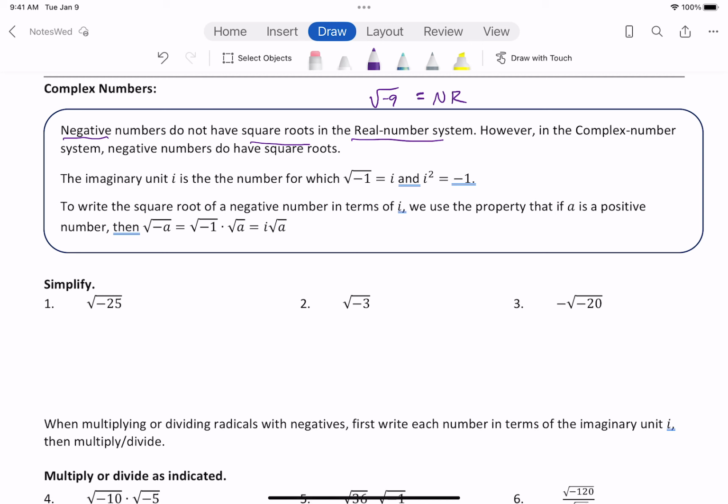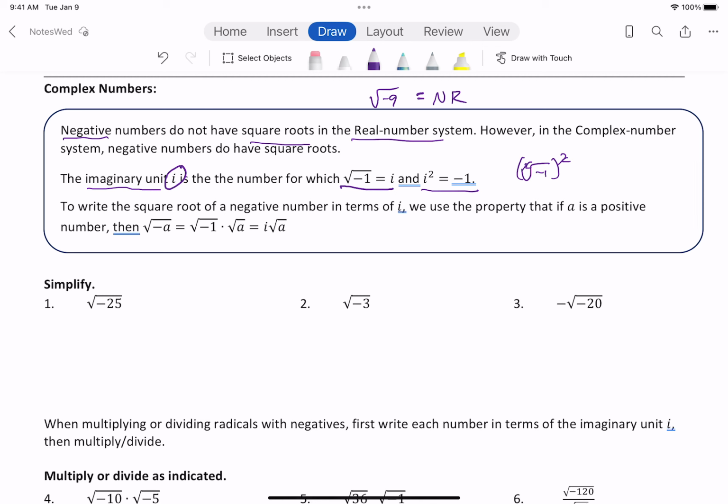For that, we have to introduce what's called the imaginary unit, i, and i is basically defined as the square root of -1, and i squared then is -1, because, same idea we've been looking at, these would undo, so we would get -1 if we squared i. Okay?